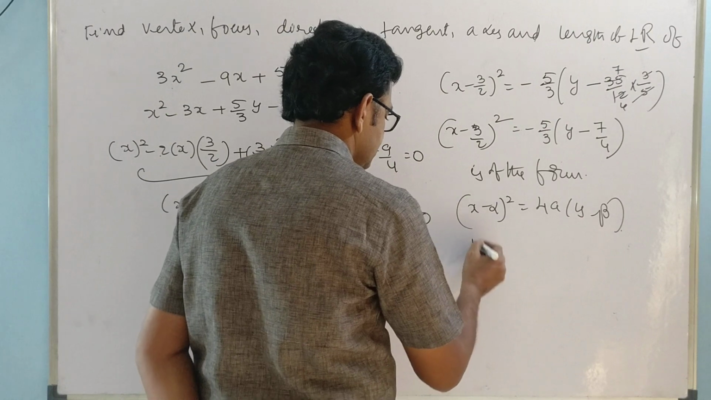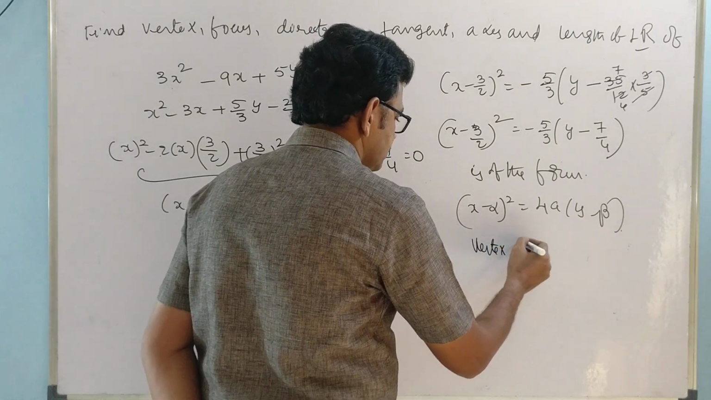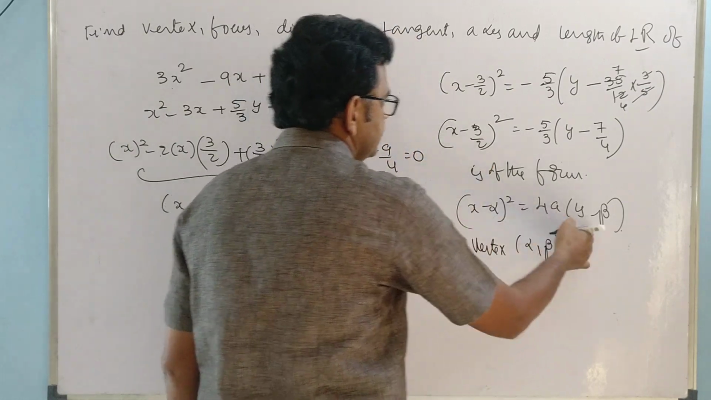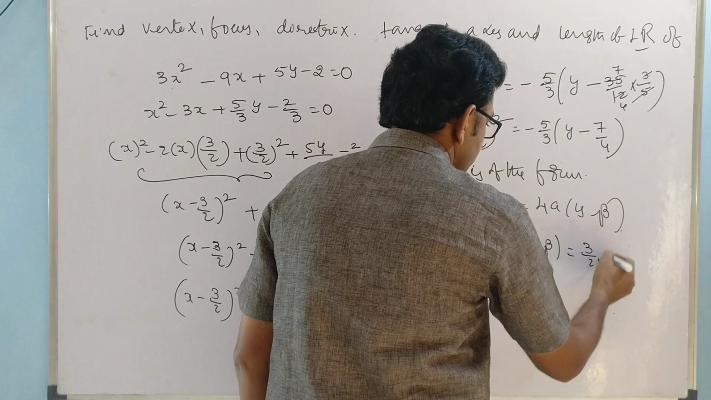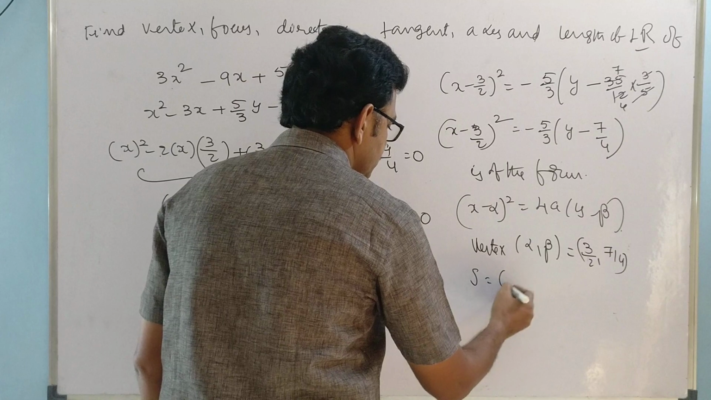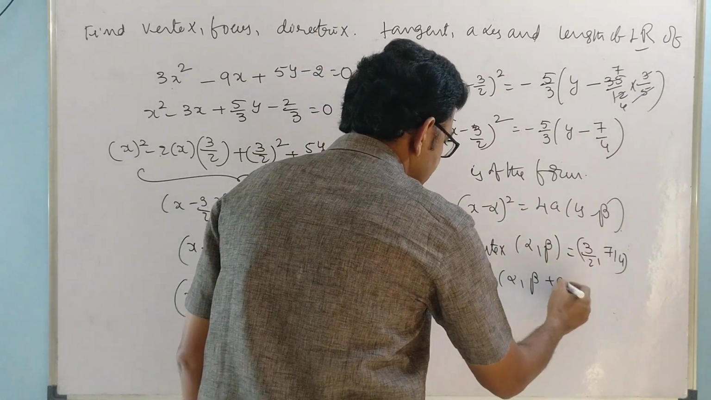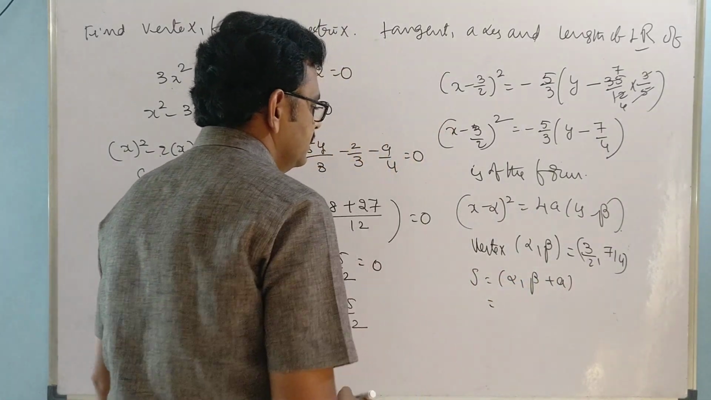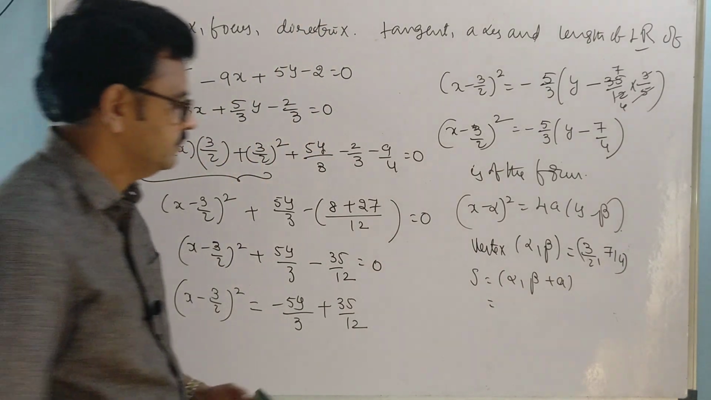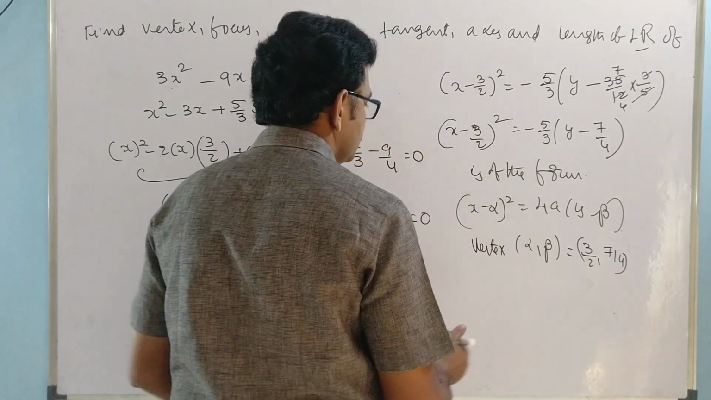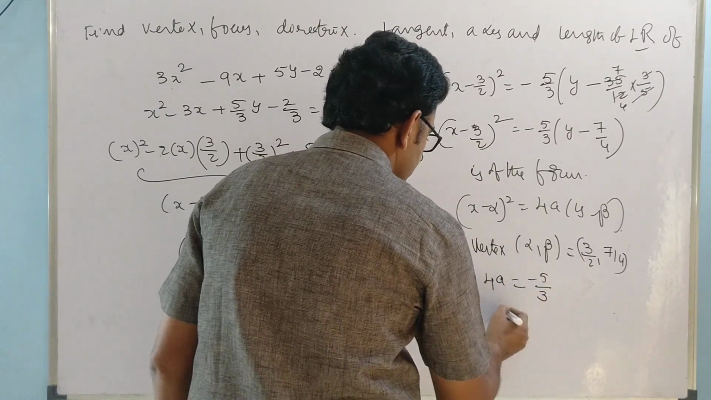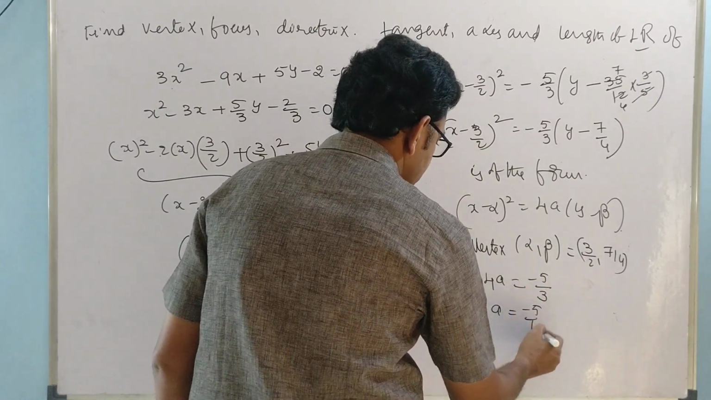Here the vertex is alpha comma beta. Alpha is 3 by 2, beta is 7 by 4, so the vertex is 3 by 2 comma 7 by 4. Focus S is equal to alpha comma beta plus A. First you write A: 4A is equal to minus 5 by 3, so A is equal to minus 5 by 12.